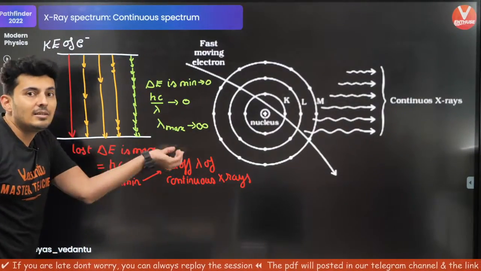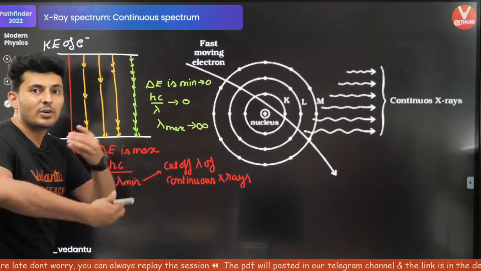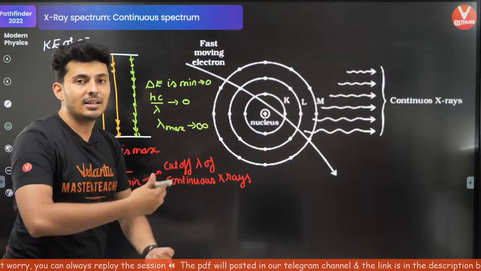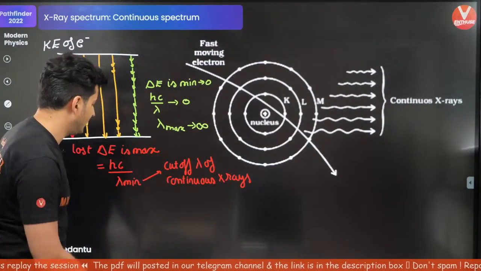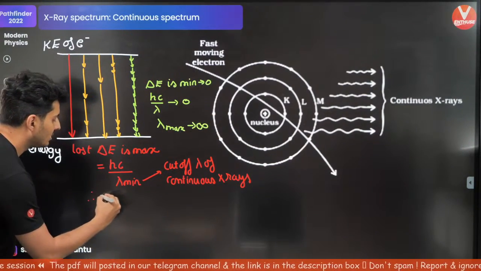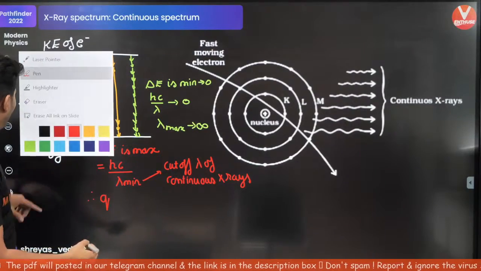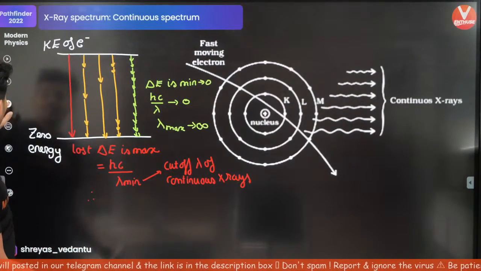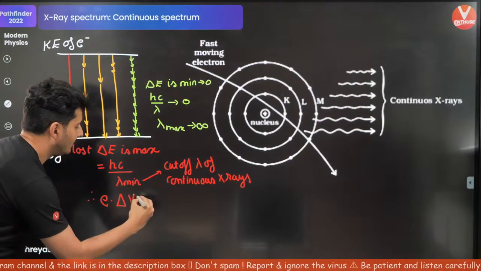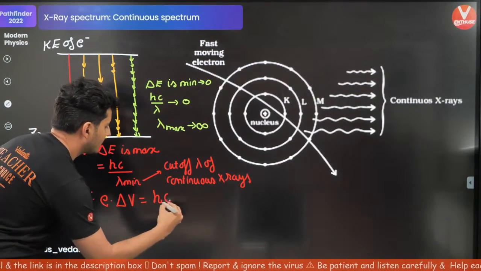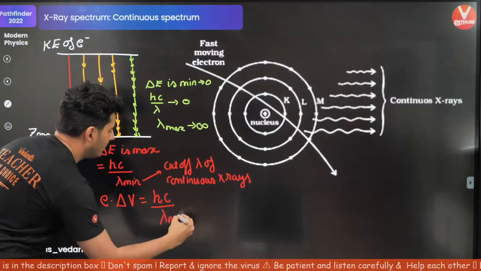Where do you get this lost energy of the electron? From the kinetic energy of the electron. That means charge into potential difference. So can I not say charge? Oops, I know what the value of the charge is. It is nothing but e. So e into potential difference. Can I not say it is hc by lambda minimum?